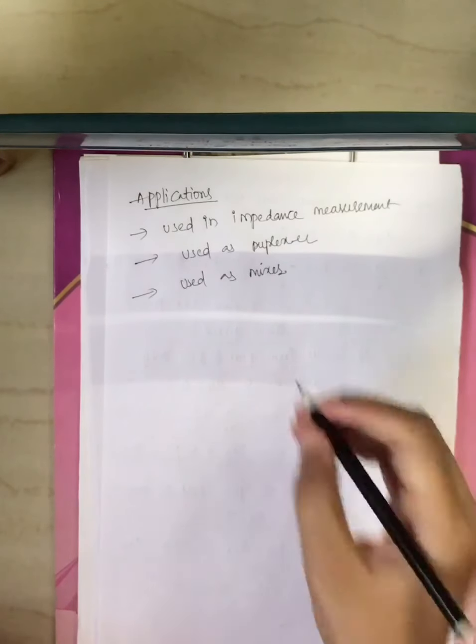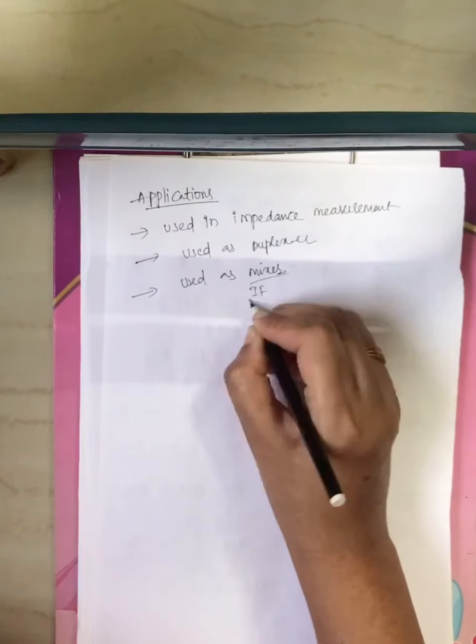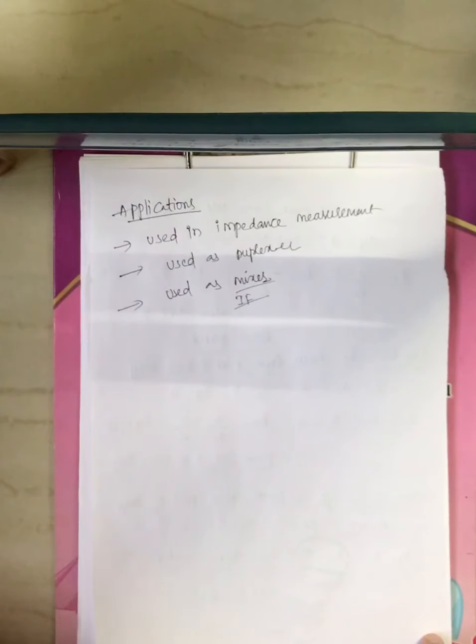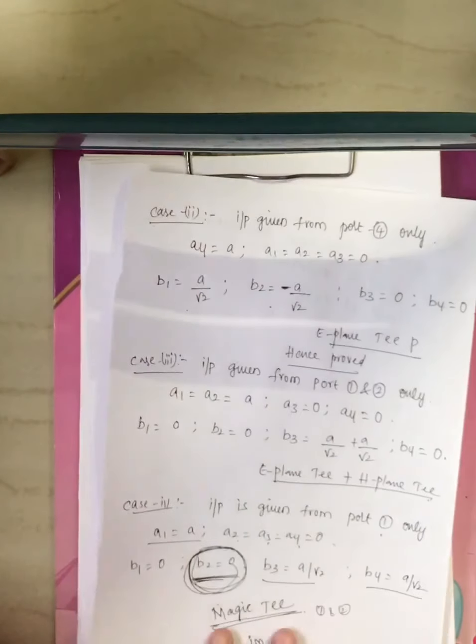You will have an intermediate frequency, right? All this you will come across from your communication point of view, and this magic T is also used in an application as a mixer. Now this is about the applications and about the magic T.